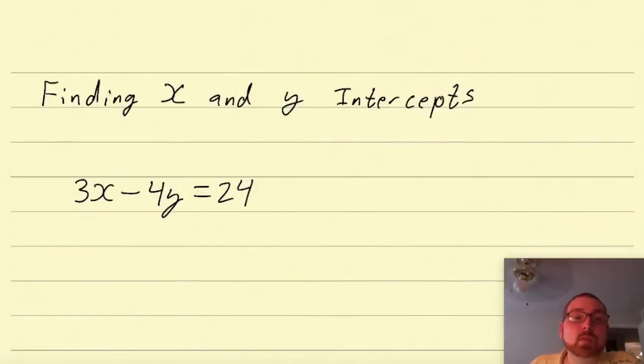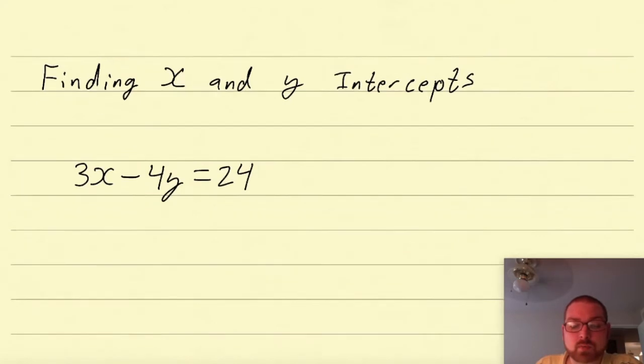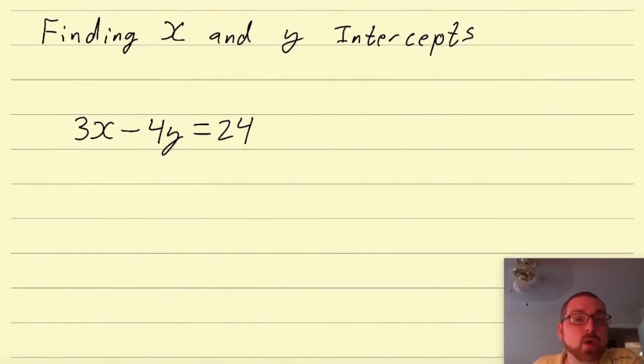So today we're going to be talking about finding the x and y intercepts of a linear function. So we have a linear function here in standard form. 3x minus 4y is 24. To find the x and the y intercept, think about the graph.